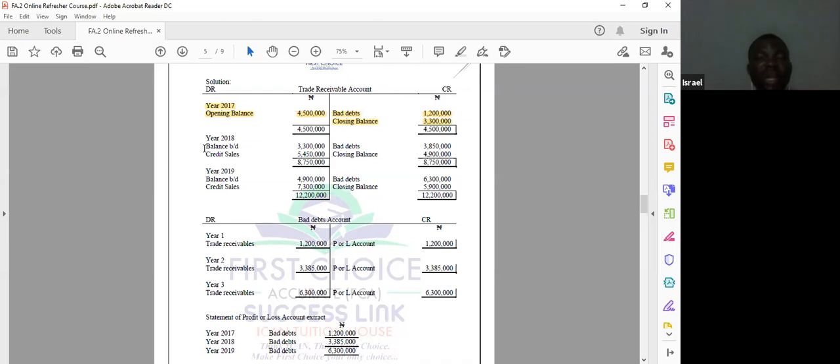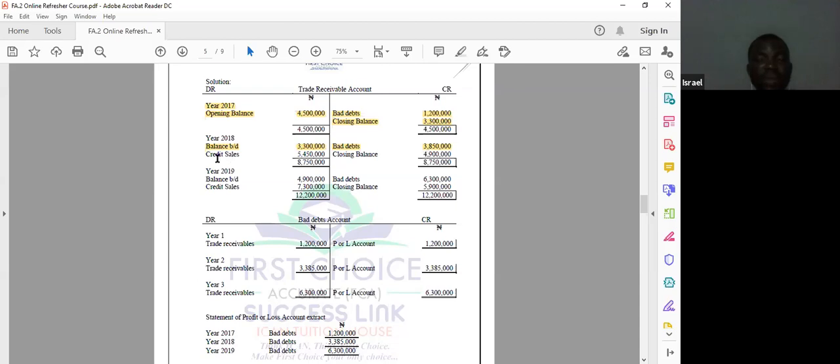So under year 2018, we have the balance brought down to be 3.3, and after that, the bad debt as well, we always reduce it. We always reduce it, because if we have the balance for the year and we are trying to increase it, it will be under the debit side. But if we are reducing it, it will be under the credit side.